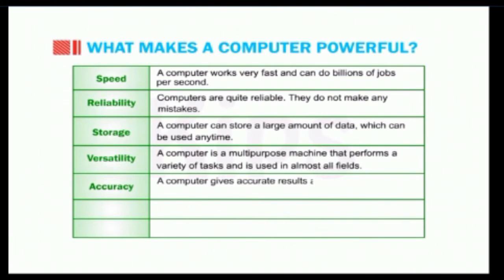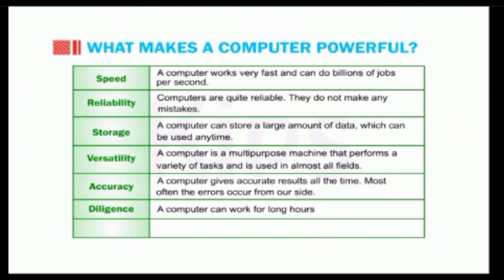Accuracy. A computer always gives correct results. Mistakes are normally made from a user's side. Diligence. A computer can work for long hours without getting tired. Multitasking. A computer can do many tasks at the same time.